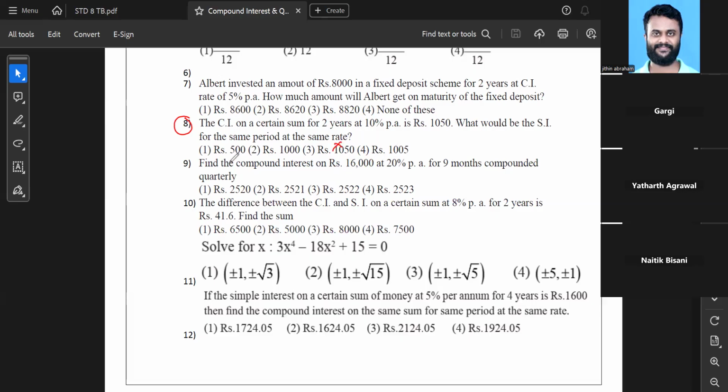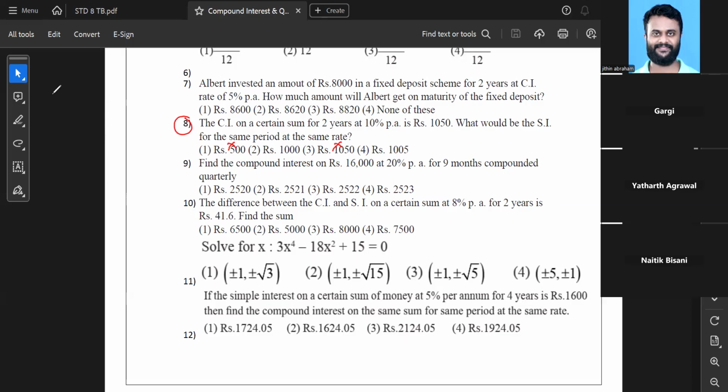And this 500 is almost half of 1050. So I am directly going to eliminate this as well. So my doubt is between 1000 and 1005. It's either of them. Now how to go for it? I would see that this 1005 looks difficult. 1000 looks easier. Let me try 1000. If it is working, this is my answer. If it is not working, definitely the other one is my answer.